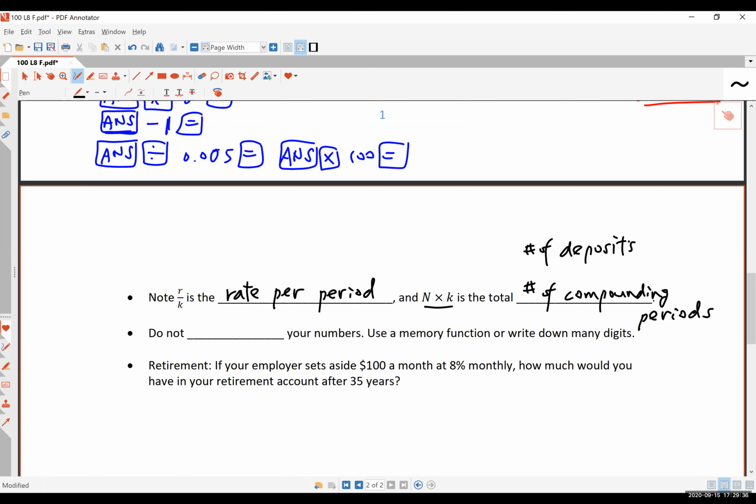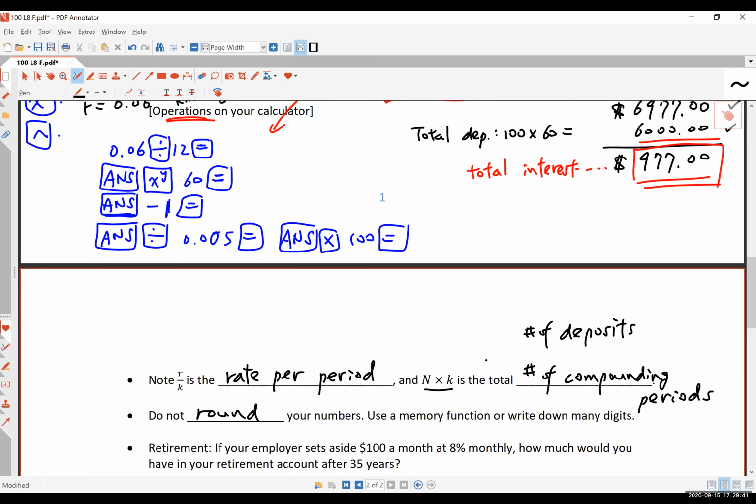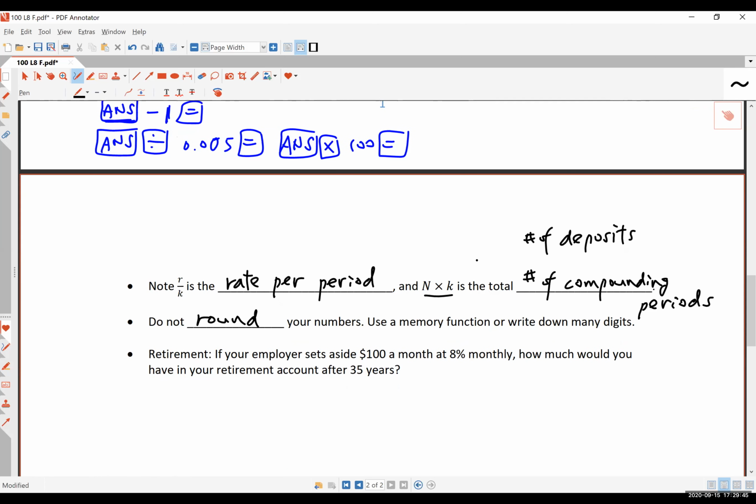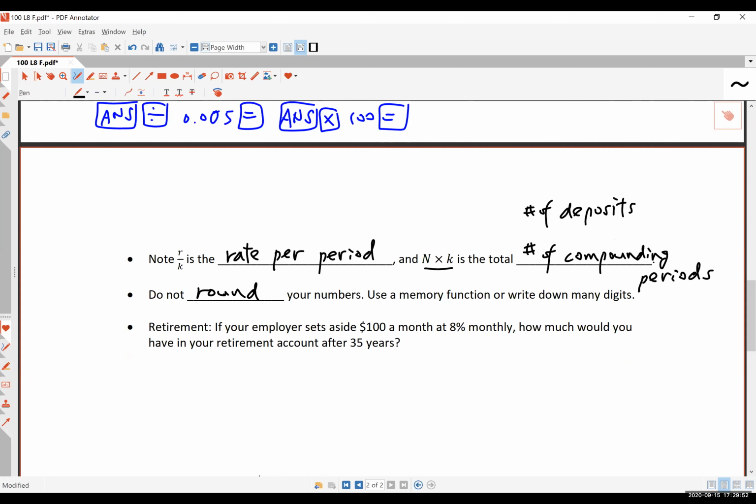Okay, now the thing is, you should not round any numbers in the middle of the calculations. All right, so at this point, for instance, do not just round. Try to write as many digits as possible, if you cannot do this in one calculation or one sort of a flow of calculations, okay? Do not round your numbers in the middle, because if you do, your answer may be way, way off by like thousands of dollars. Use a memory function if you know how to do that, but if you don't, try to write down as many digits as possible.